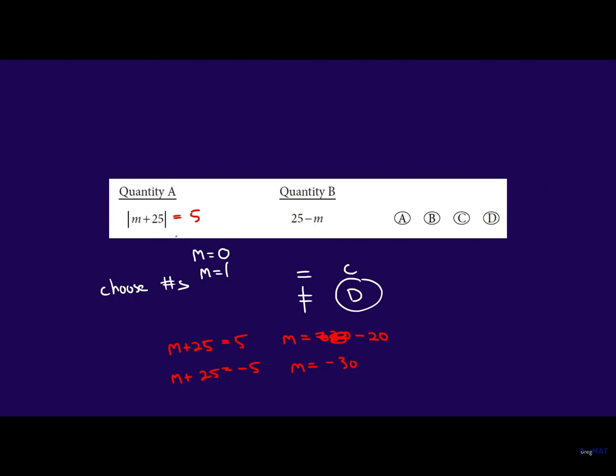And then plug in those two negative values into the m, and if you get different answers, from whatever this equals, like if this doesn't equal 5, then you can choose D. But I don't think that's the wisest approach here. What I would do is just plug in 0, plug in 1.